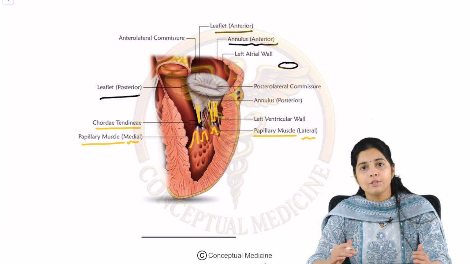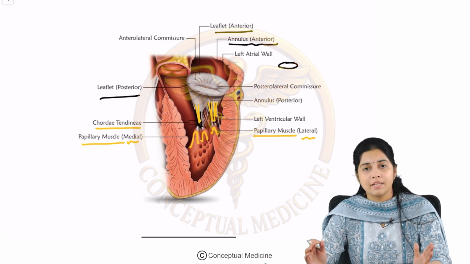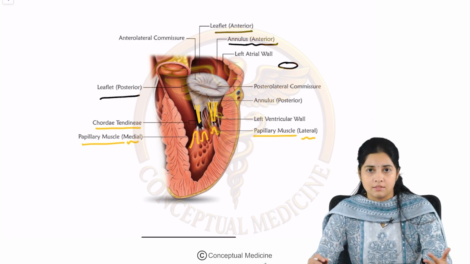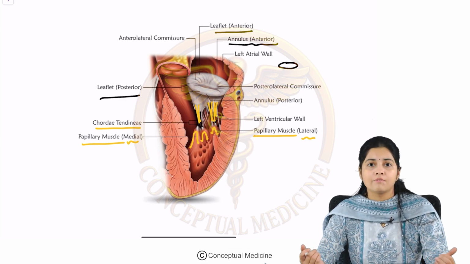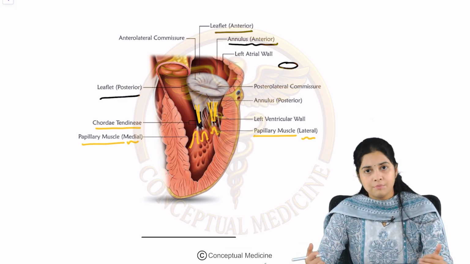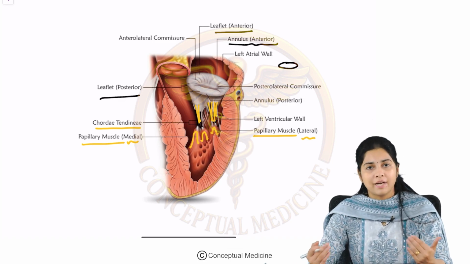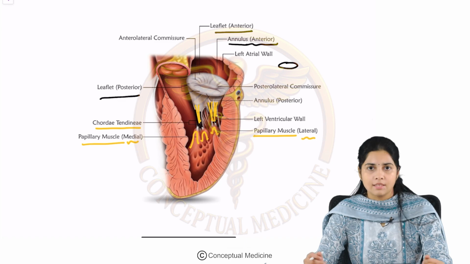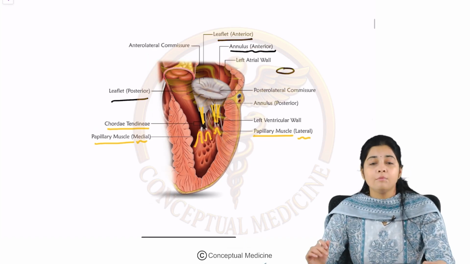Now why should we be aware of the structure of the mitral valve? It is because any pathology which affects the leaflets, the annulus, the chordae tendineae or the papillary muscle can cause a mitral regurgitation in some way. That we will be looking at when we discuss mitral regurgitation.